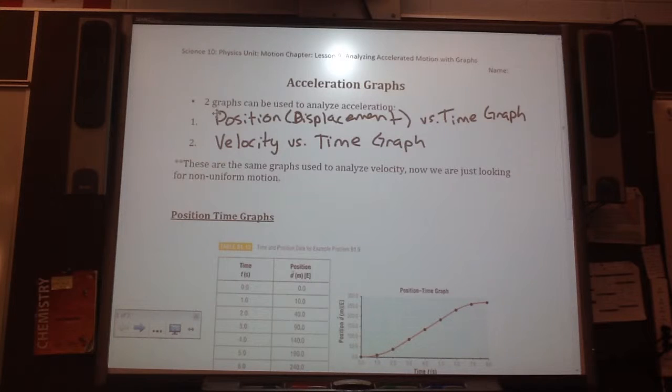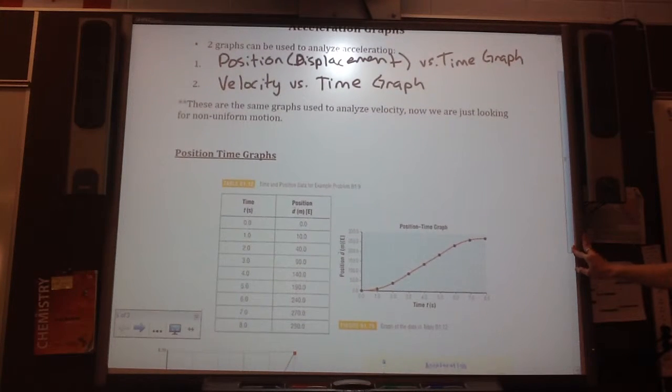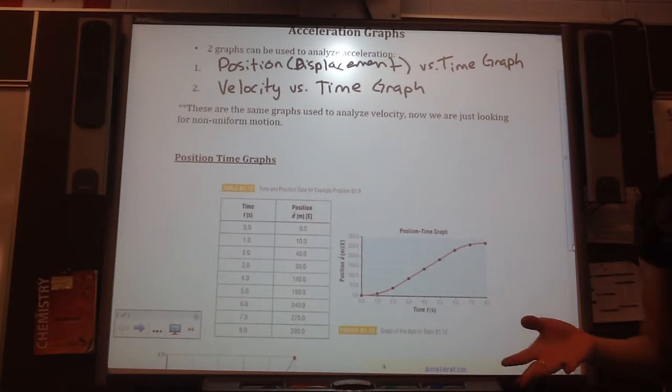These are the same graphs that we use to analyze velocity. Now we're just going to look for non-uniform motion. So remember, uniform motion meant that an object was like at cruise control, right? So an object that's accelerating is not on cruise, right? You know, if you want to get faster, you have to come off cruise.